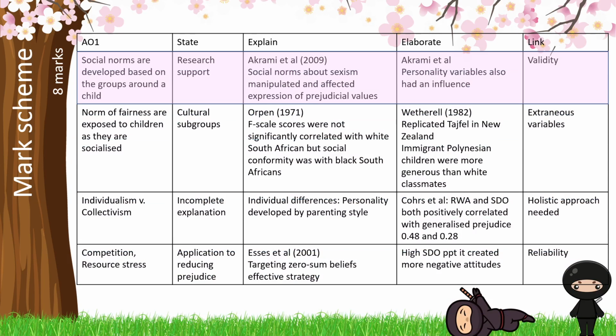What we would need to do here in our AO1 is really focus on that idea of developmental psychology, talking about childhood and how this would affect socialisation. Everything else is pretty much the same, but we're making that explicit link to the question that we've been set.